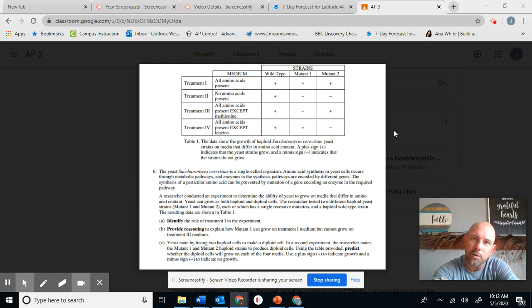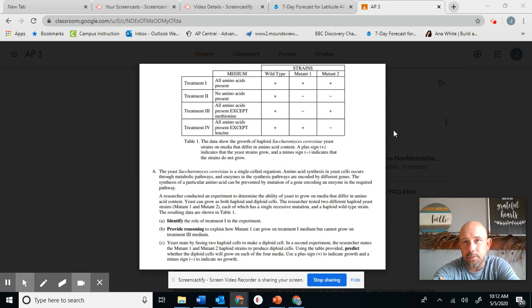So there are two different ways we can look at this. One, if we look at mutant one and mutant two, and they're able to produce a diploid organism, you're going to find that this new organism is going to be heterozygous. So we can look at this in one way.